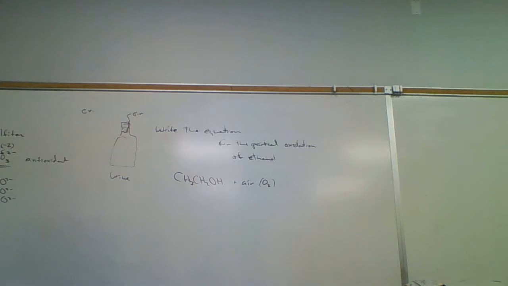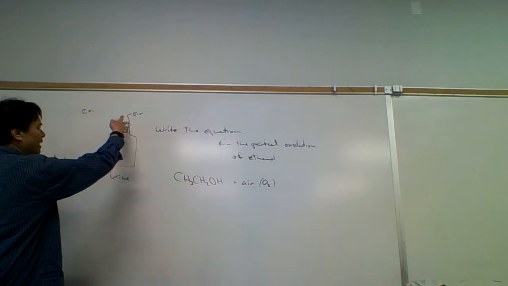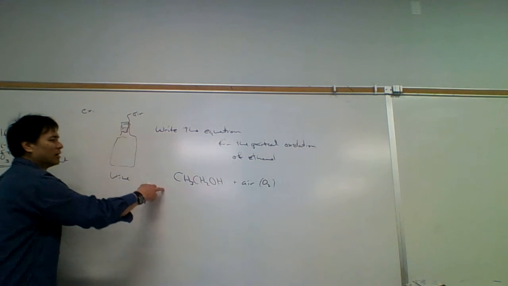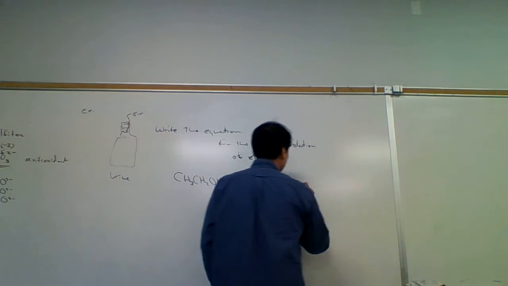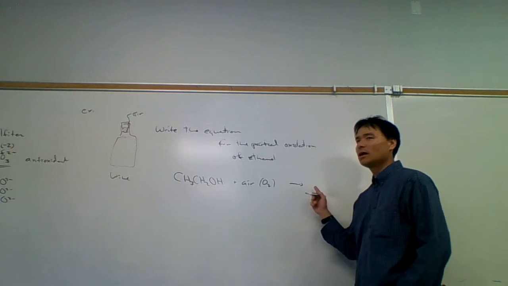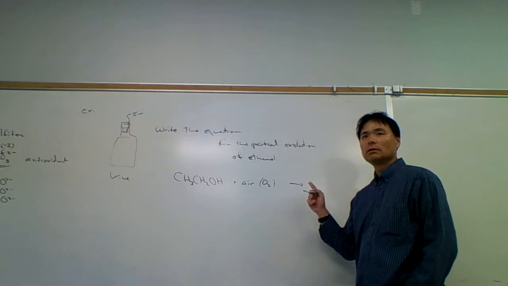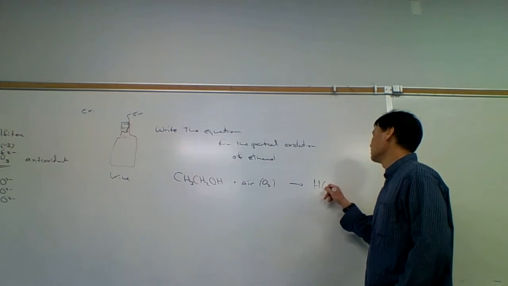But apparently it wasn't enough for this because the corks were bad. There was a lot of air leaking in, so the ethanol got oxidized. What did it get oxidized to? It didn't get oxidized to CO2. It got oxidized to acetic acid. And so this converted to acetic acid.